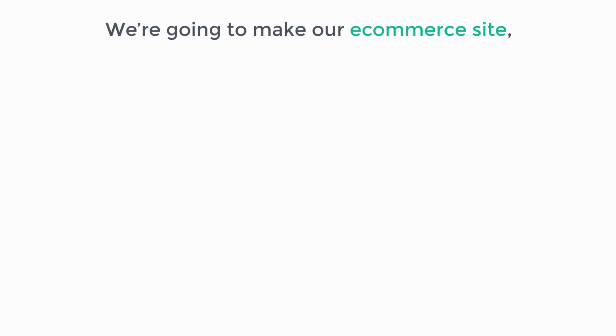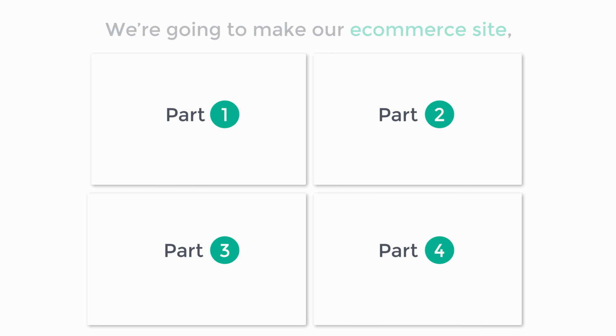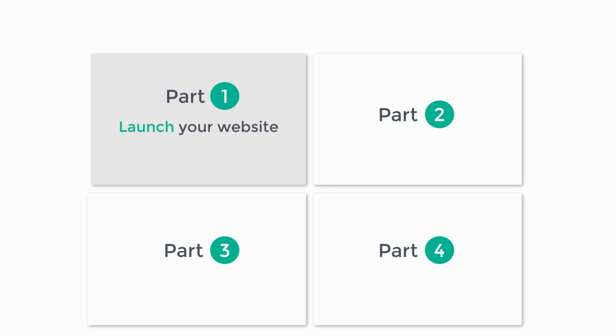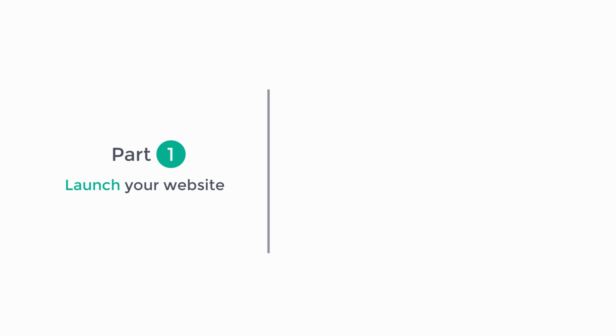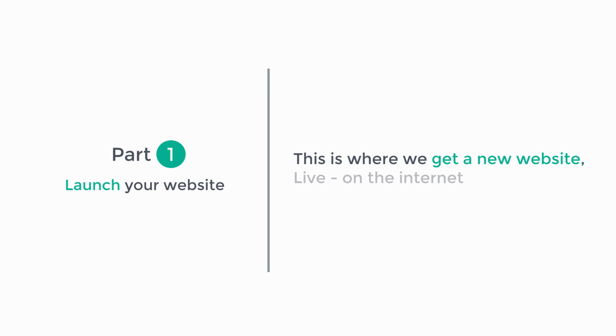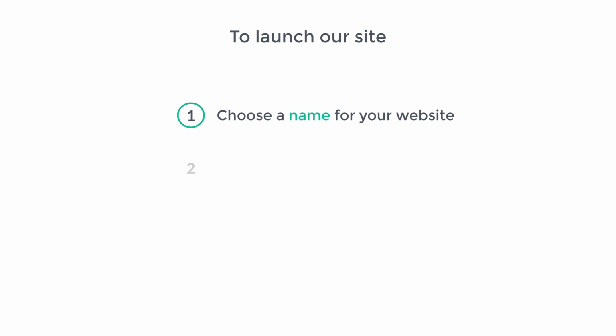We are going to make our e-commerce site in just 4 parts. The first part is to launch your website. Now this is where we get a new website live on the internet. So in order to launch our site, we are going to do 2 steps. The first step is to choose a name for your website.